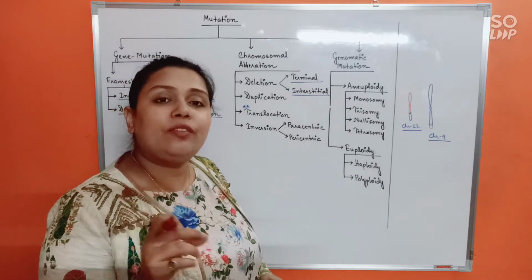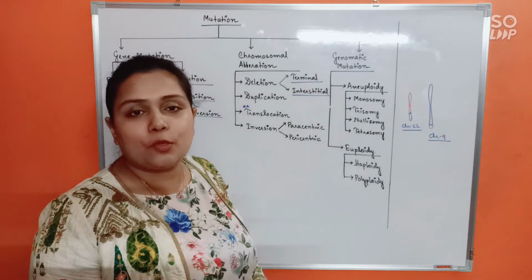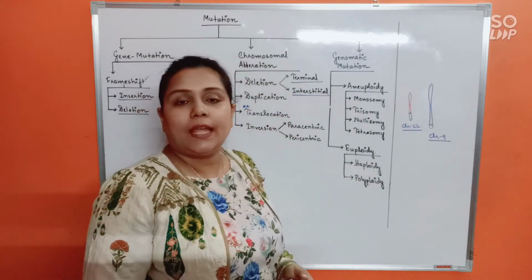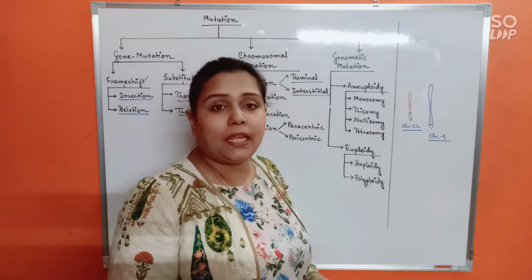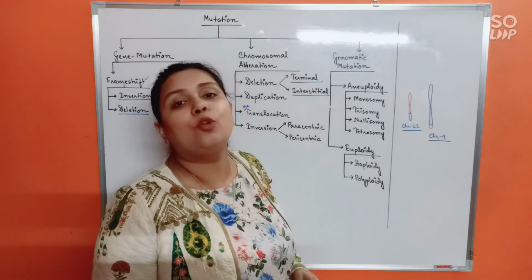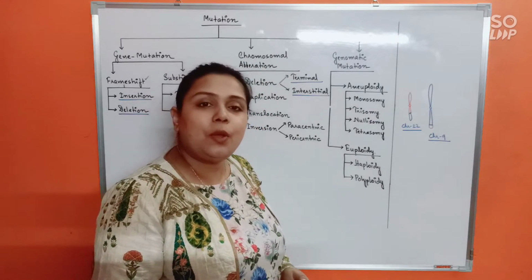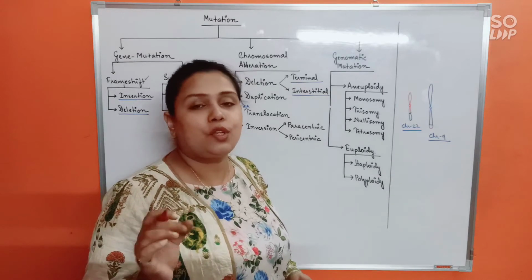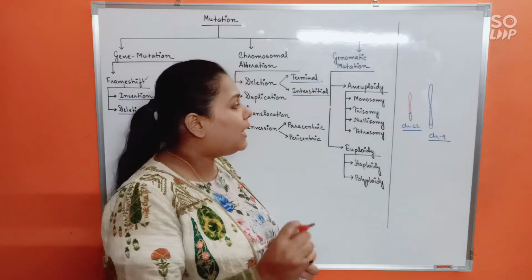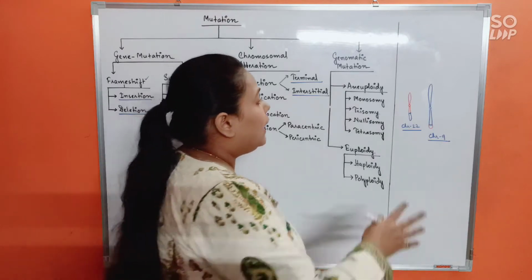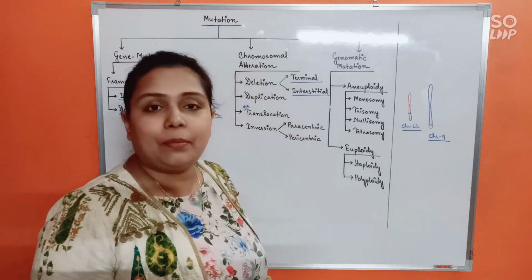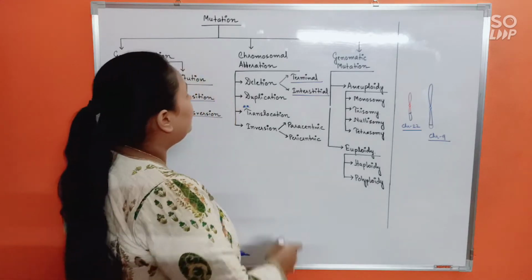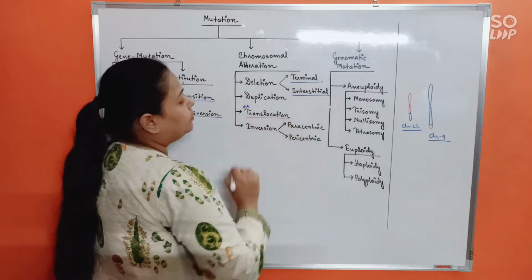But crossing over always takes place between homologous chromosomes, isn't it? But here what has happened? Exchange of genetic material has taken place between two non-homologous chromosomes. That's why we call it illegitimate or illegal crossing over. Okay? So illegal crossing over where exchange of genetic material will happen between two chromosomes which are non-homologous, we will call it translocation.